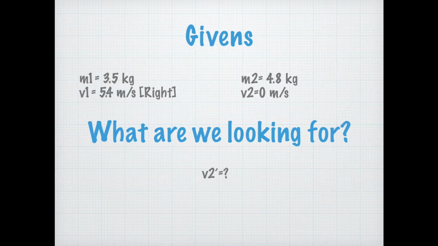So first we start off with the givens. We know mass 1 is 3.5 kilograms and is initially traveling at 5.4 meters per second to the right. We also know mass 2 is 4.8 kilograms and is initially traveling at 0 meters per second, is stationary. And we're going to look for v2 prime, which is the final velocity of the second ball.